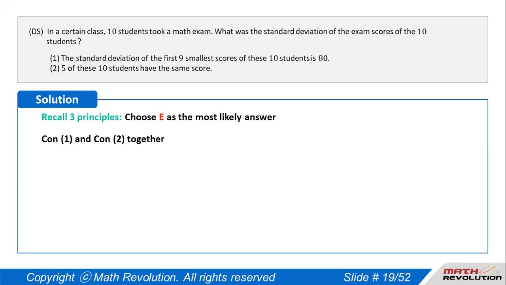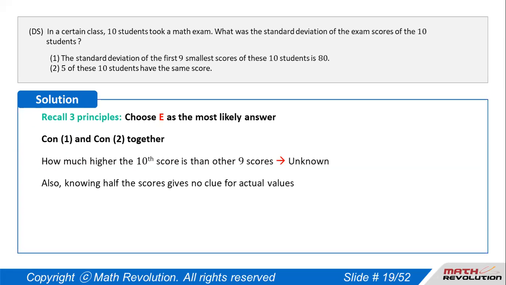So if I combine condition number 1 and 2, one condition tells me that the standard deviation of the first 9 smallest scores of these 10 students is 80. I'm okay, but am I aware of how much higher the 10th score is? The ninth smallest score of these 10 students is 80. I'm not sure how much higher the 10th score is than the other 9. So I'm not getting a deviation out of it. So that's a pretty unknown.